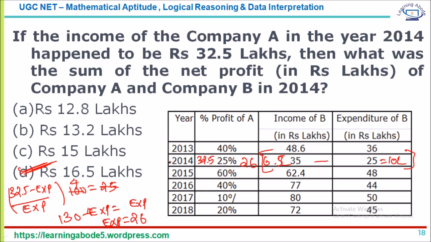So first, similar to the first question that you solved in this DI, using the given income here, you get the expenditure, that is 26 lakhs. So the difference is 6.5, so that's a profit. And for company B, the profit is 35 minus 25, that's 10 lakhs. So 10 plus 6.5, 16.5, that's answer option D for this question.